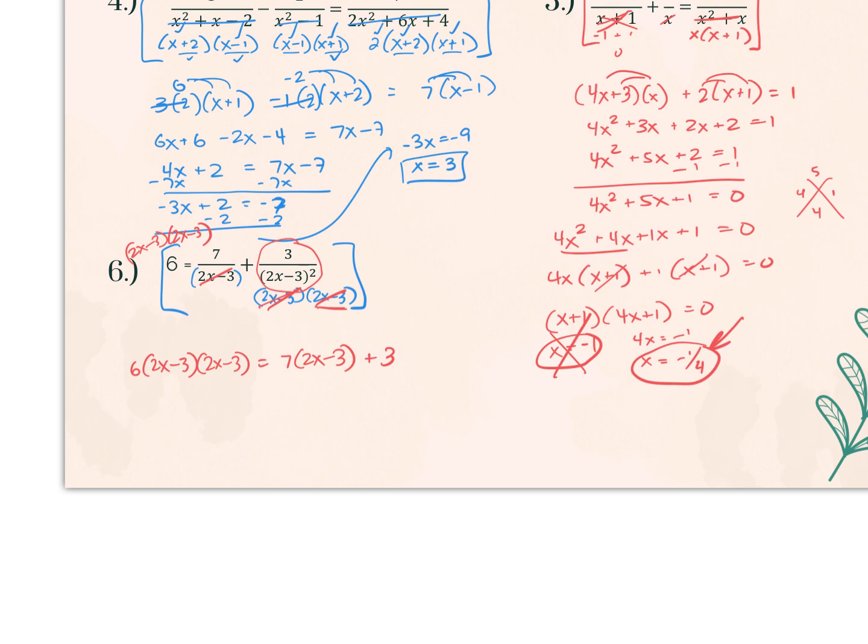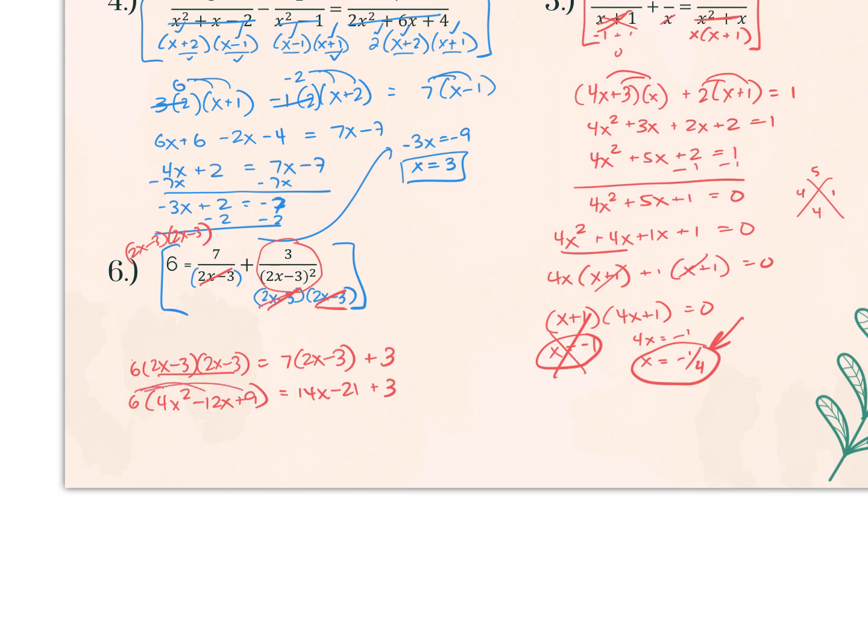All right, so now we've got to kind of expand all this out. It's a lot of work. First I'll distribute. Actually, no, I think I'm going to FOIL first. So I'm going to FOIL this perfect square trinomial, really. So it's going to be 6 times, and I'm going to get 4x squared minus 12x plus 9. Over here, I'm going to distribute the 7, 14x minus 21 plus 3.